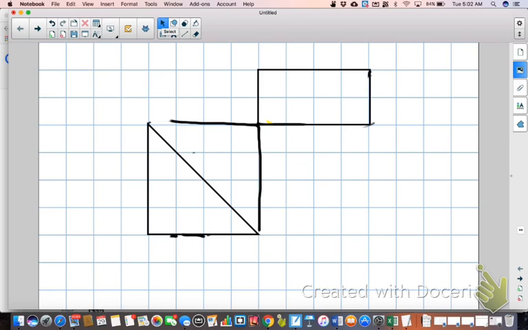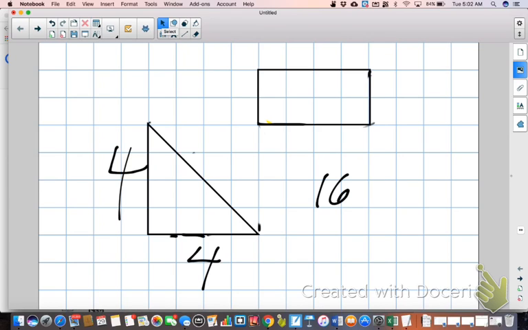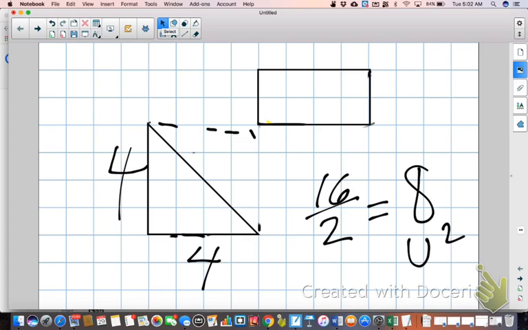So to find the area of the triangle, you would simply do 4 times 4, the base times the height, which is 16, and then you would cut it in half so that the area is actually 8 units squared. That's where the formula for the area of a triangle comes from. You pretend for a minute that it's a rectangle, kind of, and then you just cut it in half.